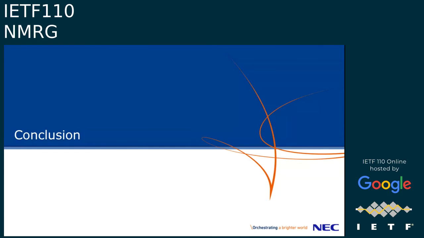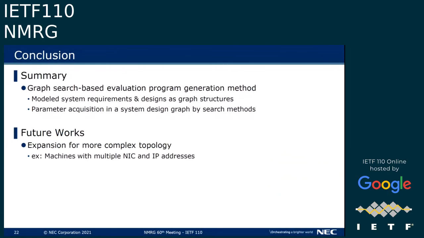Finally, I conclude this talk. Next, please. Okay. In this study, we propose a graph search-based automation method to generate evaluation programs in IBN-based system integration. We modeled system requirements and designs as graph structures, and the parameter search algorithms run in a system design graph to acquire parameters of scripts. For future work, we are planning to expand our parameter search algorithm so that parameters can be acquired in much more complex topologies. Next, please.